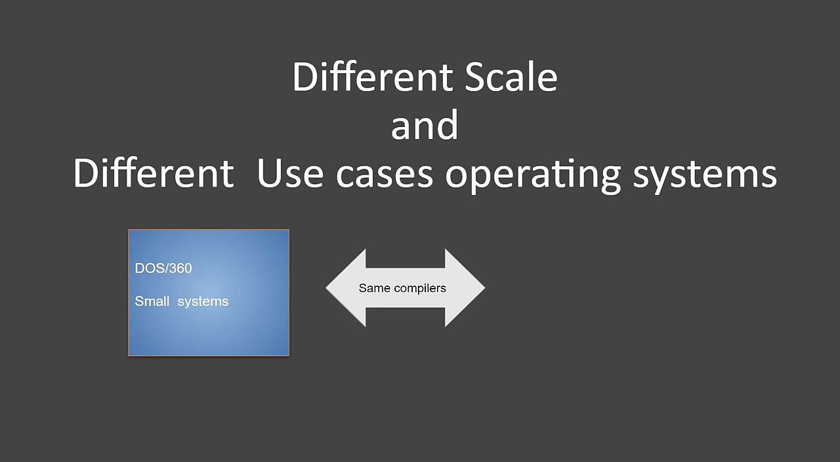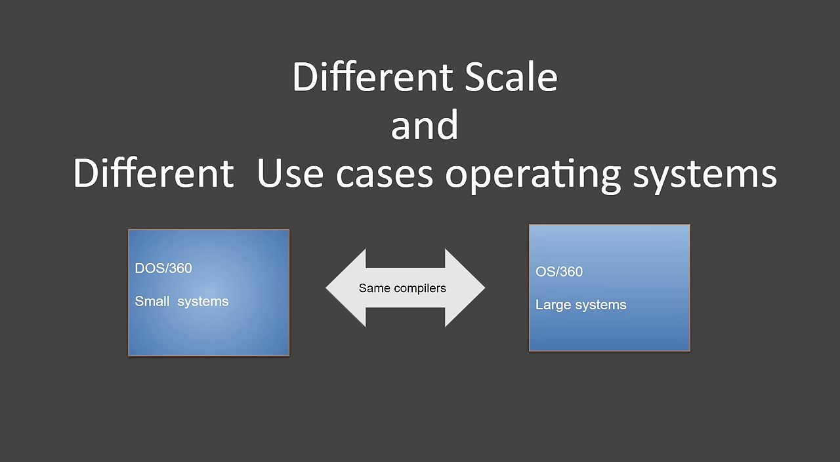First, they created an operating system for smaller machines, and that was DOS 360, as you see here in the picture. It was meant for small systems where there was only one job executing at any one time, so single tasking, and no multi-user at all, or no terminals being supported. At the same time, IBM also announced and a couple of years later delivered OS 360 for large systems, the larger mainframes.